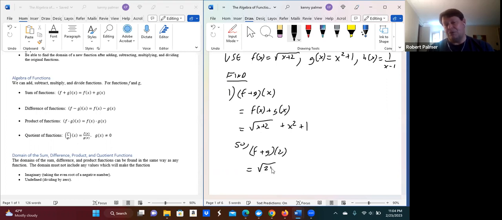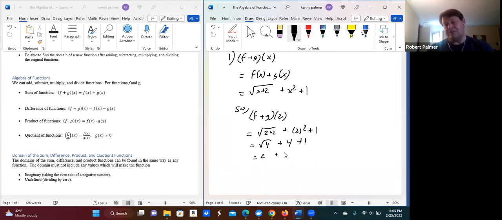Now, if I plug in 2, I just replace x with 2, and so that's going to be the square root of 2 plus 2, plus 2 squared plus 1. Of course, that's the square root of 4, plus 2 squared is 4, plus 1. And the square root of 4 is 2.